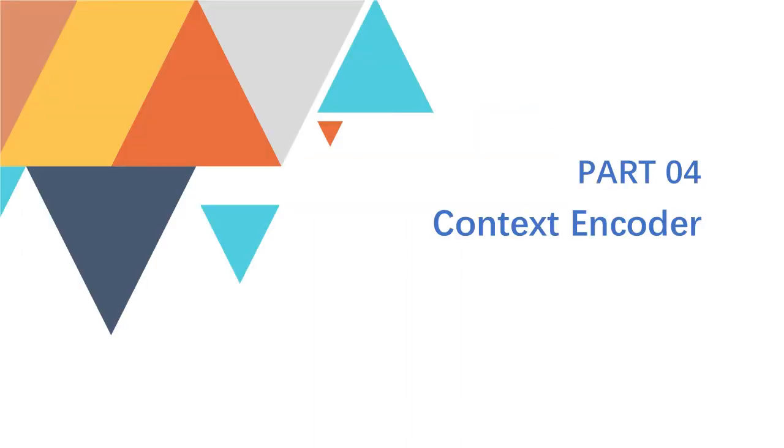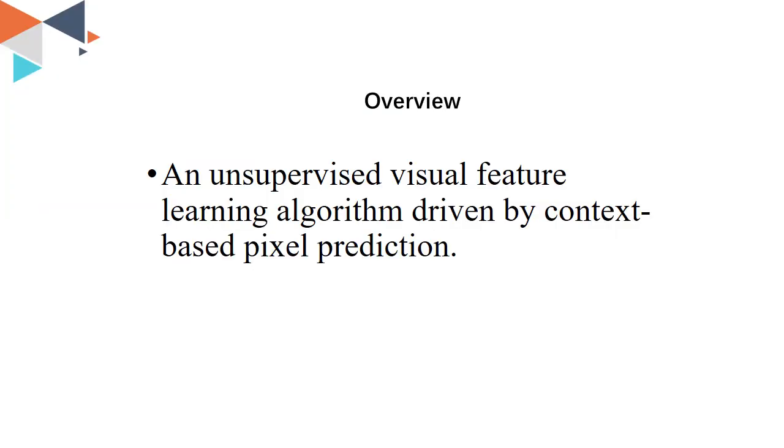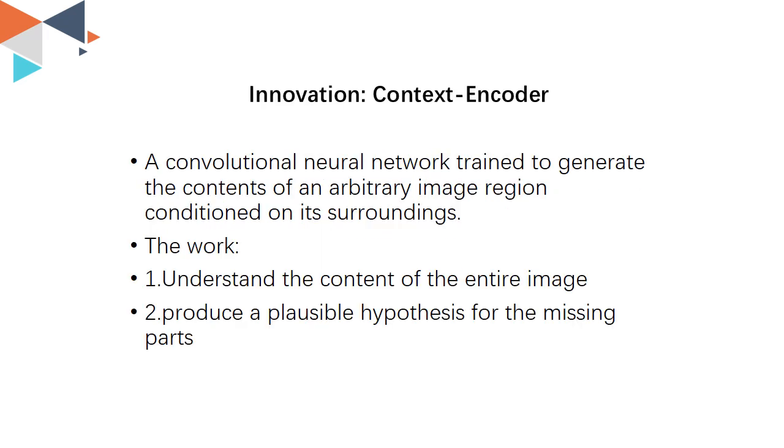In this part, I would like to introduce a method of image imprinting using the so-called context encoder. Generally speaking, it is an unsupervised visual feature learning algorithm driven by context-based pixel prediction. The most important innovation of this method is the use of the context encoder. The context encoder is a convolutional neural network trained to generate the contents of an arbitrary image region conditioned on its surroundings. The work it does consists of two parts. Firstly, to understand the content of the entire image, and secondly, to produce a plausible hypothesis for the missing parts.